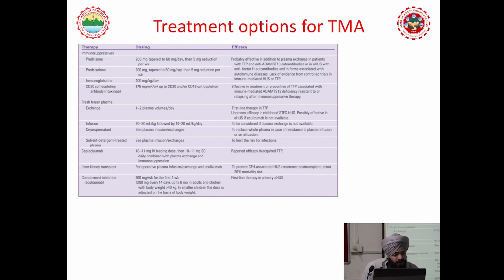Liver and kidney transplant is done in patients with congenital atypical HUS. And complement inhibition with eculizumab is usually given at a dose of 900 milligrams per week for the first 4 weeks, followed by 1500 milligrams every 14 days up to 6 months, which is first-line therapy for primary atypical HUS.